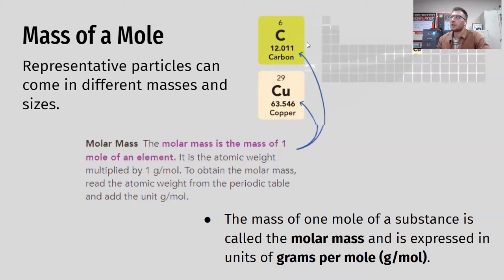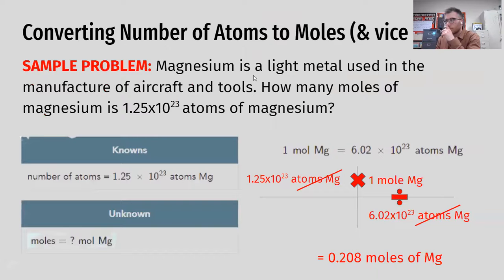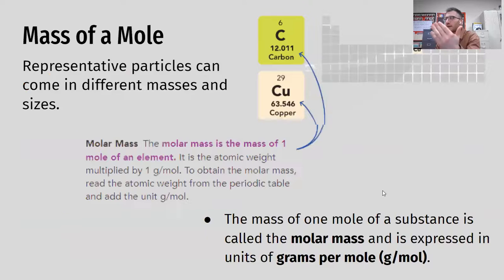If we're looking at things like carbon, carbon is one of my favorite elements, but carbon has a mass of 12.011. That is the molar mass of carbon. Now, copper, on the other hand, has a mass of 63.546. That is what the molar mass of copper is. Each of those are different elements, therefore they have different masses, all of which still contain the same number of particles, 6.02 times 10 to the 23rd, but those number of atoms all have different masses.